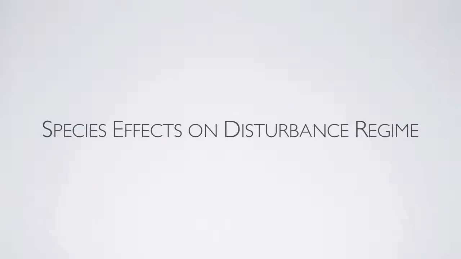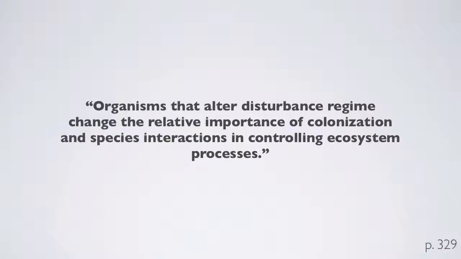The last interactive control that we'll talk about, as far as species effects are concerned, are disturbance regimes. Organisms that alter disturbance regimes change the relative importance of colonization and species interactions in controlling ecosystem processes. Essentially what that means is that we know that disturbances are really important for determining ecosystem processes. And if we introduce or take away a species that has a large or disproportionate effect on the disturbance regime itself, we're radically going to alter ecosystem functioning.